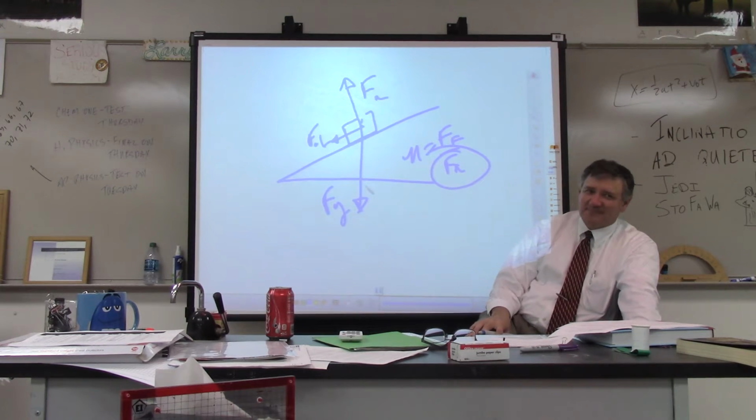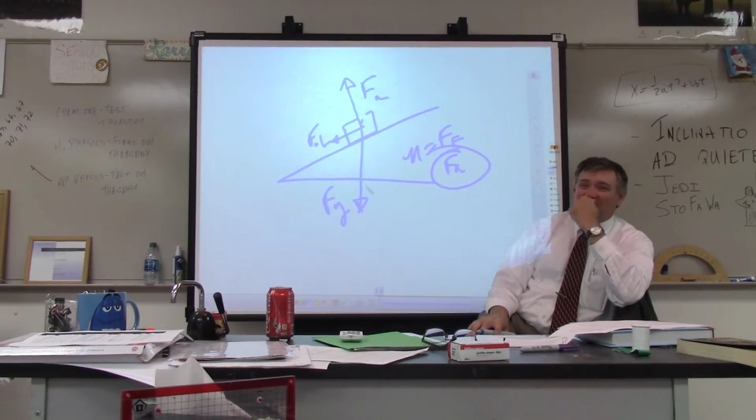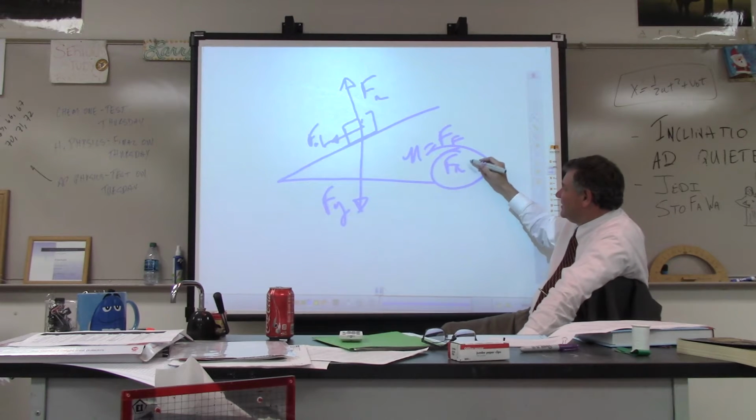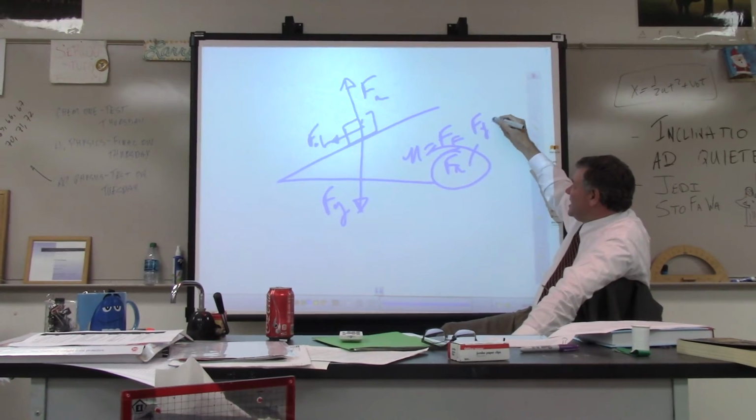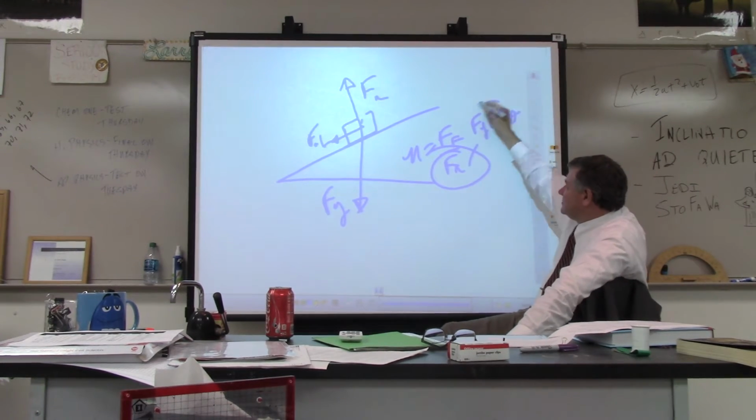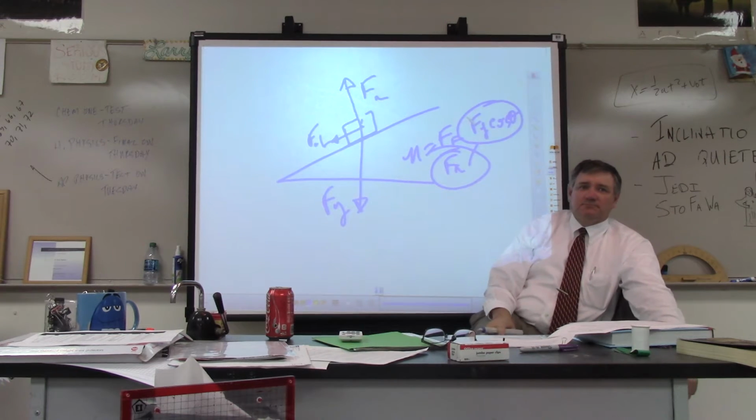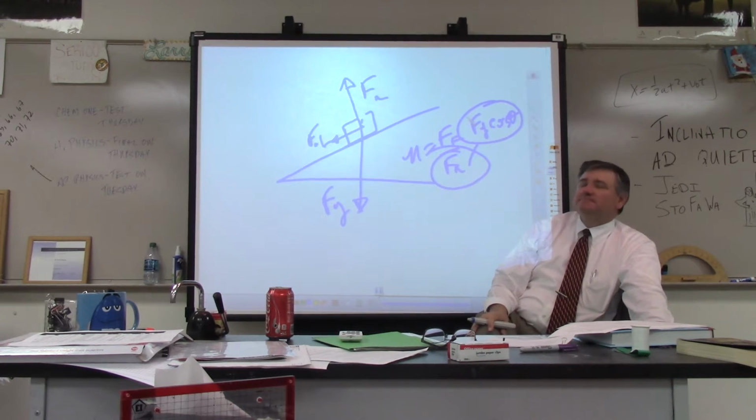Who would do that? I would do that. Come on, guys. You're better than this. So that's gotta be FG cosine. Alright, so theta, we're going down. Alright? Let's do that. Okay.